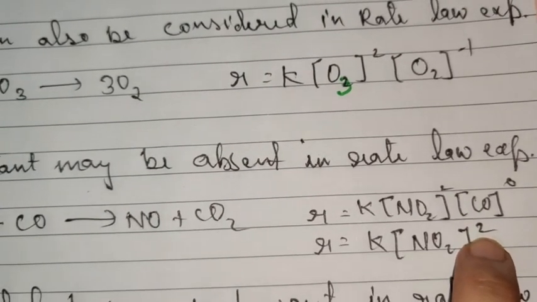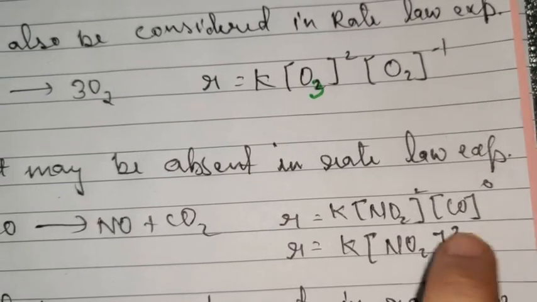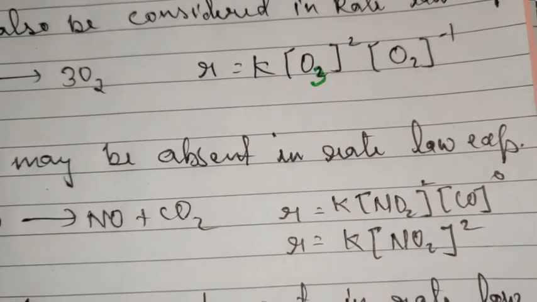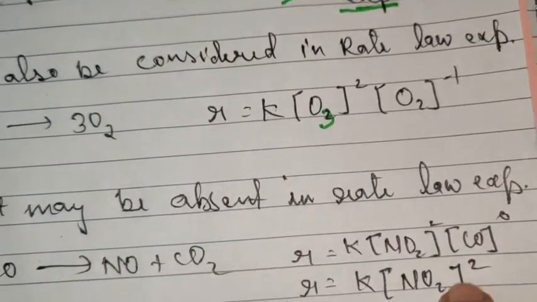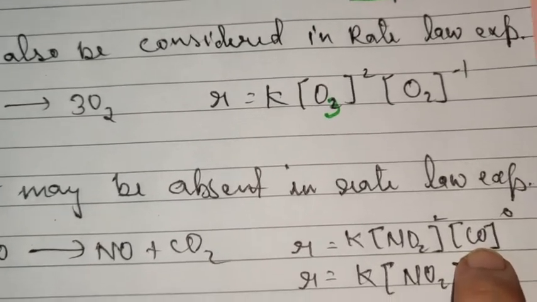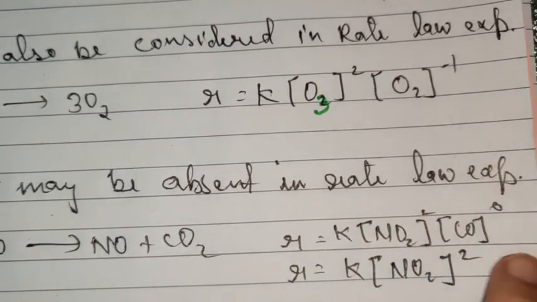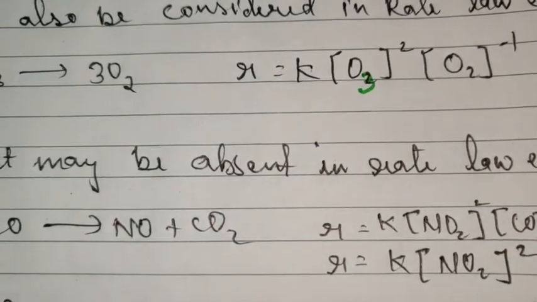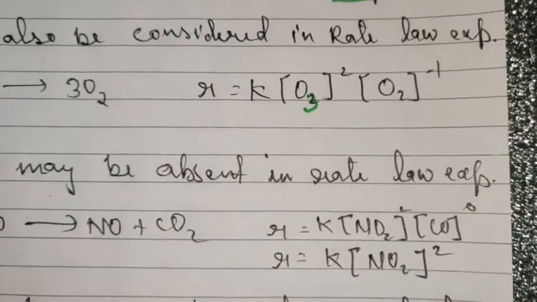Okay, and I told you in my previous lecture also, the order can be 0, negative, positive, fractional, anything. So if the power or the order of any reaction with respect to any particular reactant is 0, that means the rate of the reaction does not depend upon that particular reactant. I hope this is also clear.